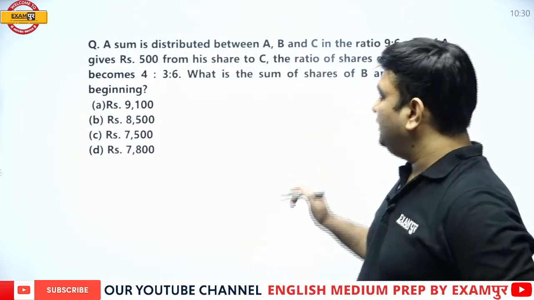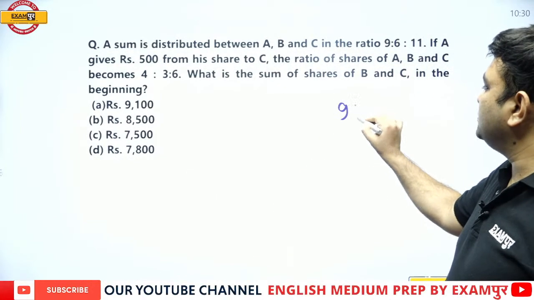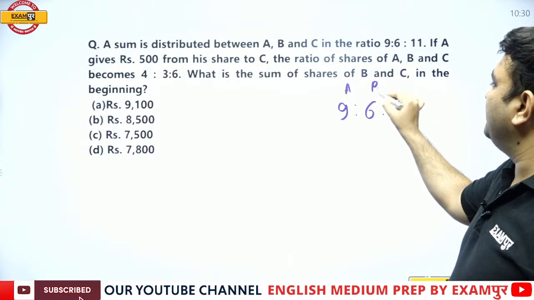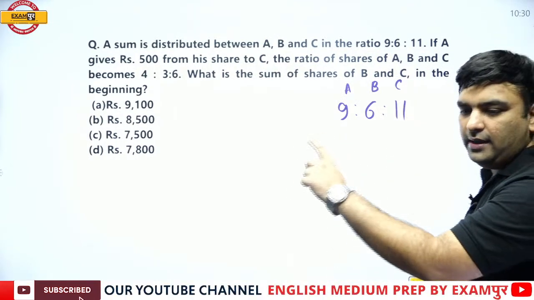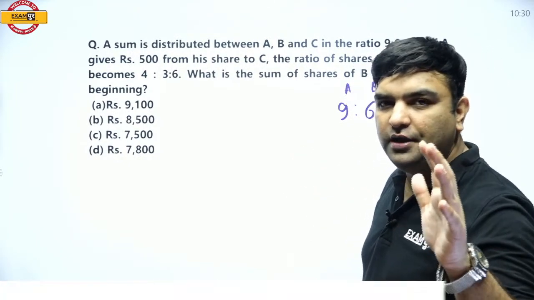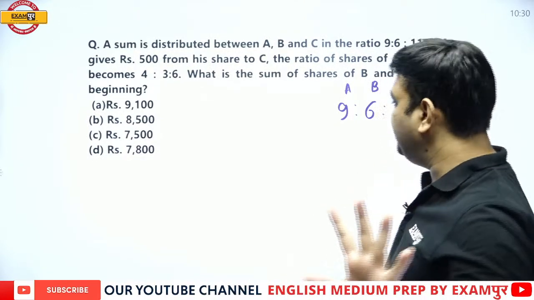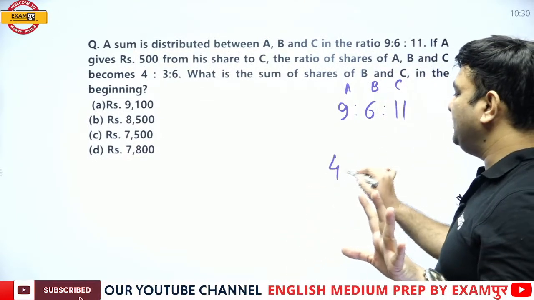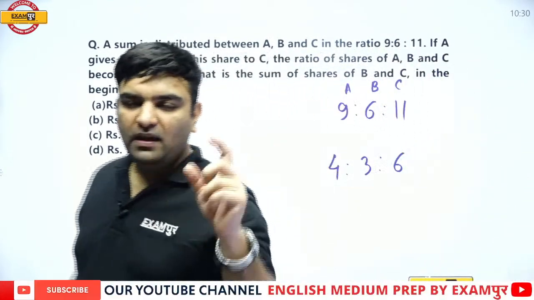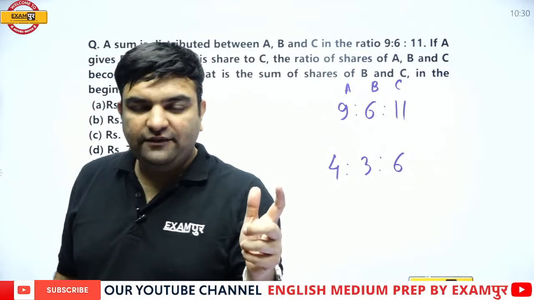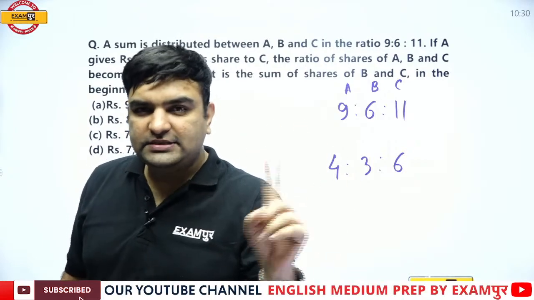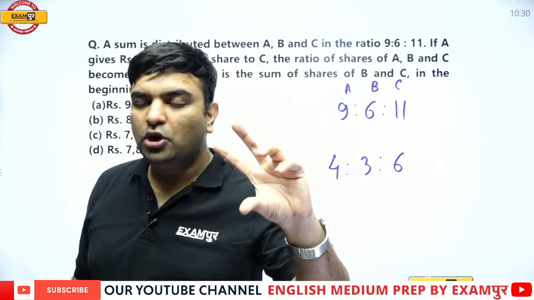Okay. Initially, it was divided in the ratio 9:6:11. A is transferring 500 to C, which means there is a change in A and there is a change in C. The final ratio is becoming 4:3:6. Guys, can I say A is giving, C is receiving, so there should not be any change in B.